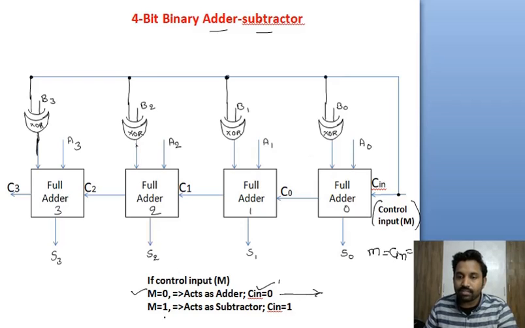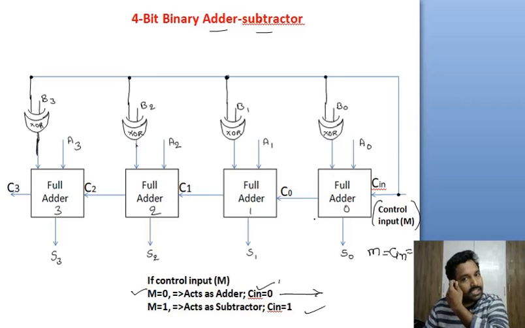When the control signal is 1, the circuit will behave as a subtractor, right? So M equal to 1 means Cn is also 1. As we discussed, Cn is 1 in case of the 4-bit subtractor, and Cn is 0 in case of the 4-bit binary adder. So because of this, the control signal will decide whether to perform addition or subtraction.